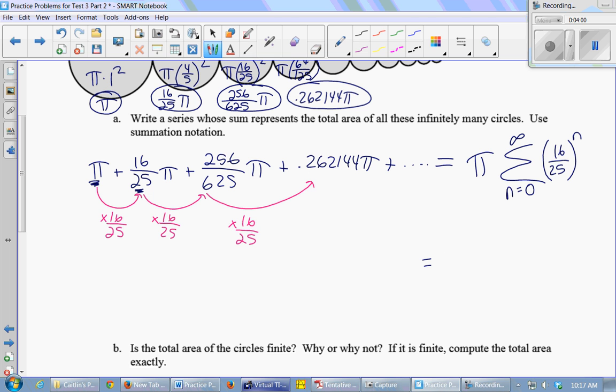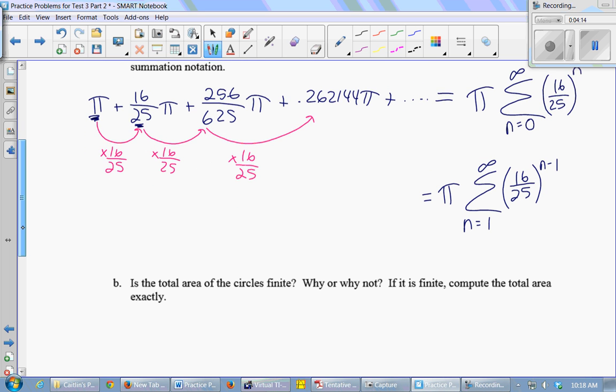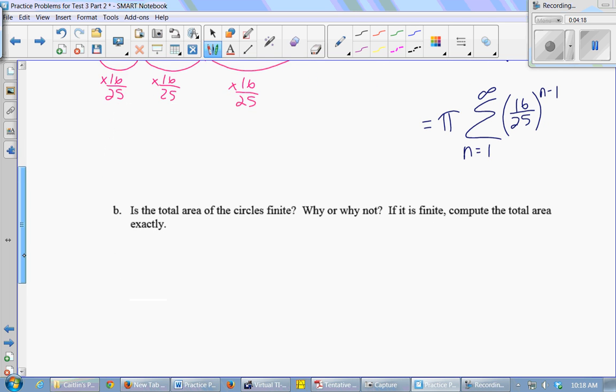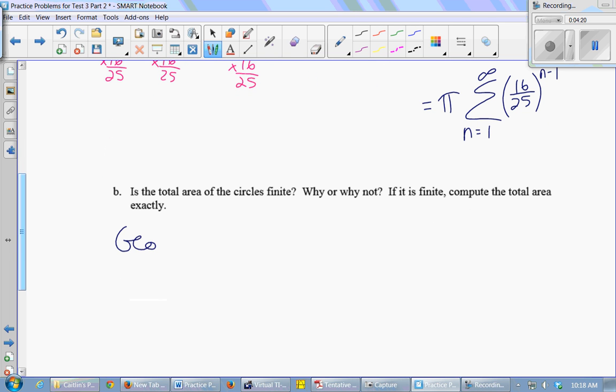Or you could start at n equals 1 and raise 16 over 25 to the n minus 1. Either of those is fine. So the total area of the circles is finite because this is a geometric series whose multiplier is less than 1. My R value is 16/25, which is less than 1, so I know I have convergence.